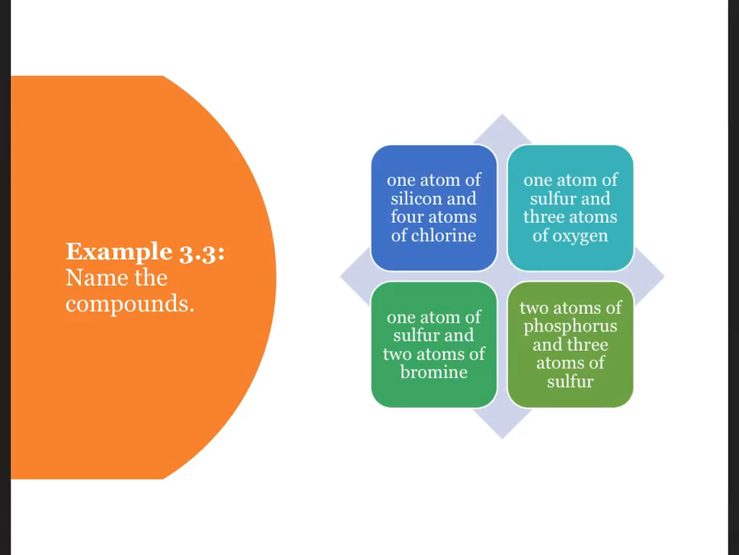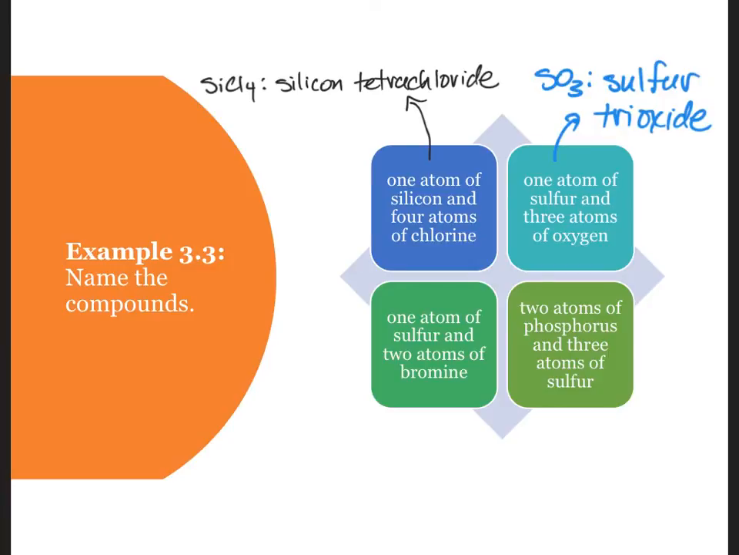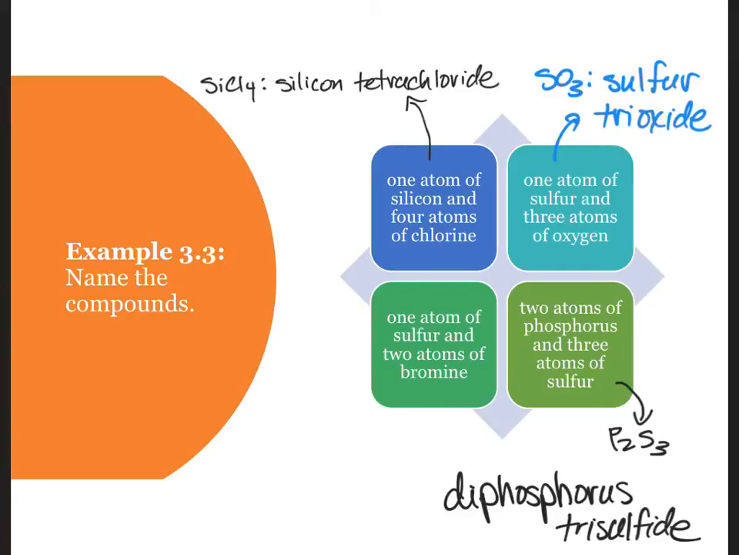What do you call the compound formed from 1 atom of silicon and 4 atoms of chlorine? If it helps, write out the formula. What do you call the compound formed from 1 atom of sulfur and 3 atoms of oxygen? What do you call the compound formed from 2 atoms of phosphorus and 3 atoms of sulfur? What do you call the compound formed from 1 atom of sulfur and 2 atoms of bromine?